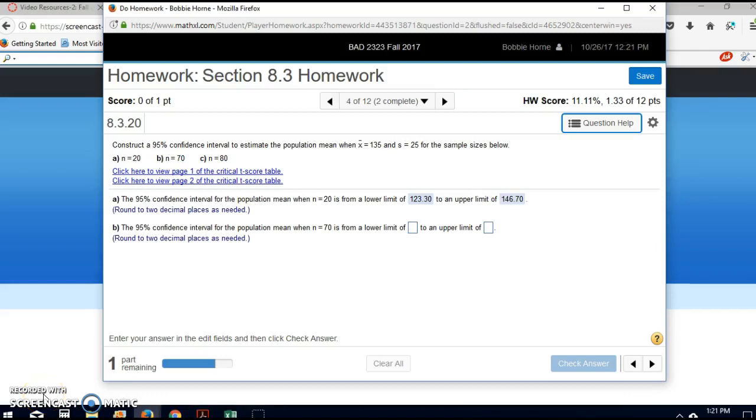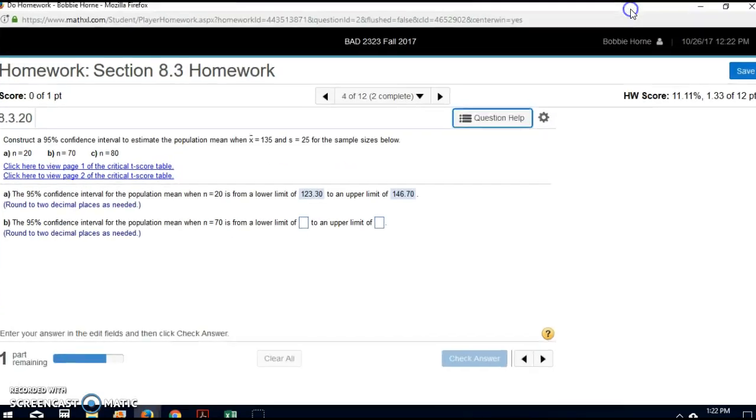Okay, in this video, at 8.3, I'm going to show you how to use your t-table to calculate your value you need to find the confidence interval.